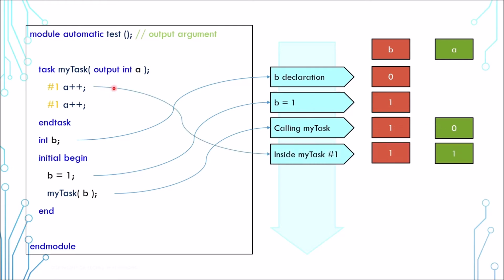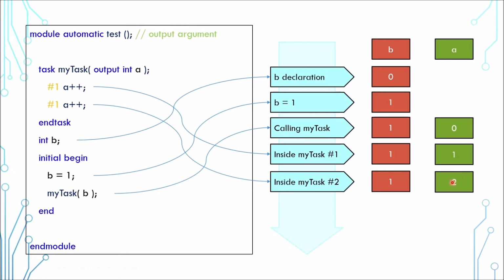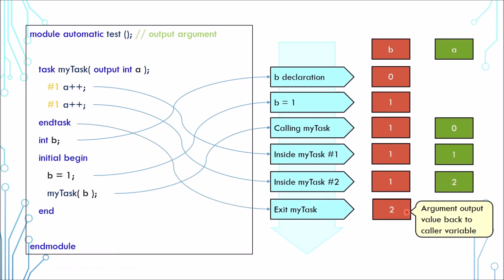At this point, A is incremented to 1, and at this point, A is incremented to 2. Now at this point, the task ends. Because A is an output argument, its value now is passed to the caller variable B. As a result, B is 2 at the end.